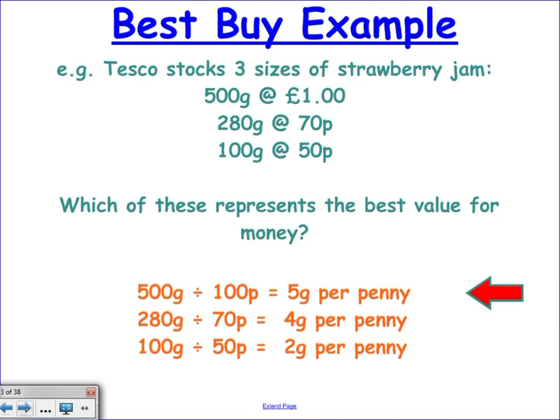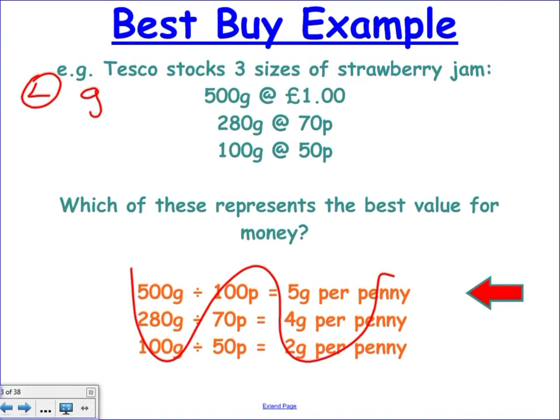On the board, I've got 3 jars of jam, okay? I don't really know which one to buy until I work out which one gives me the best value for money. Ignore all this working out, should have deleted it. What we need to be able to do is work out our best buy using the information we've been given. So for the large jam jar, we've got grams and the price in pence, because I want to know how much 1 penny buys me.